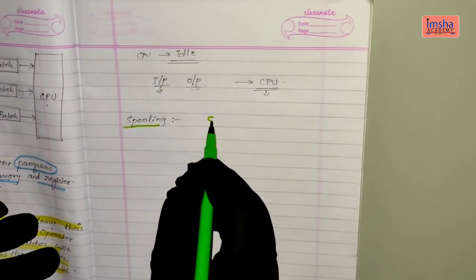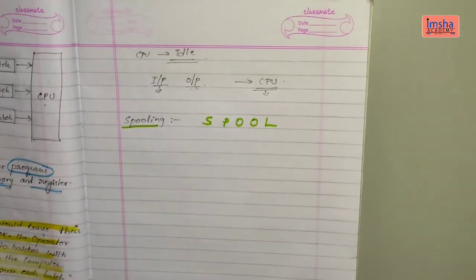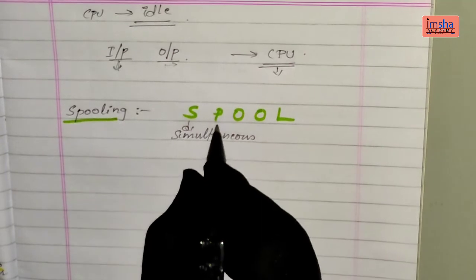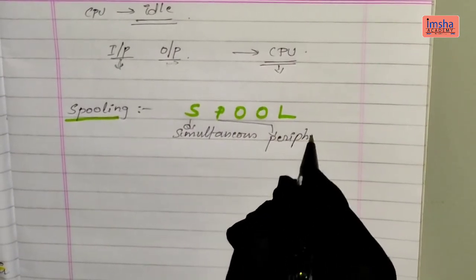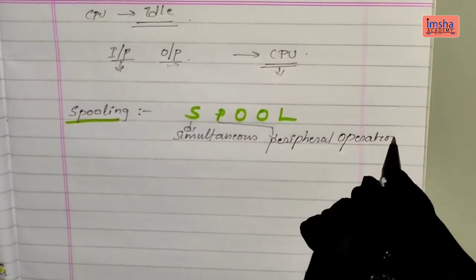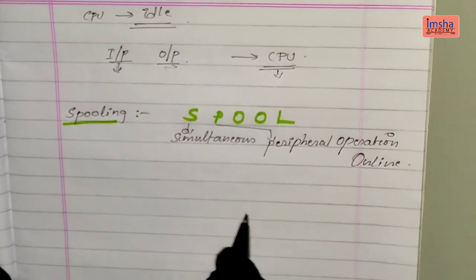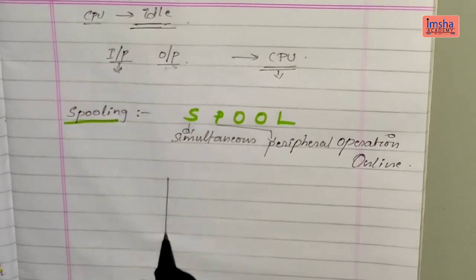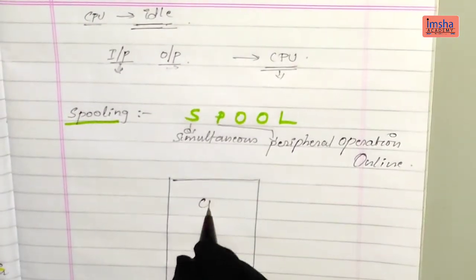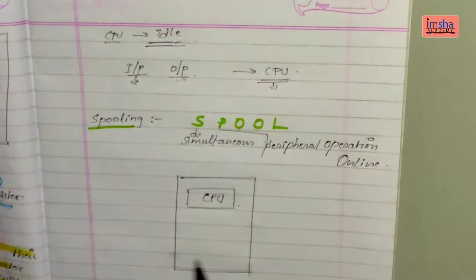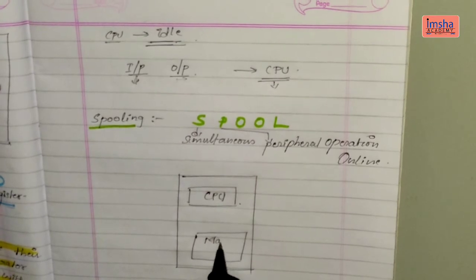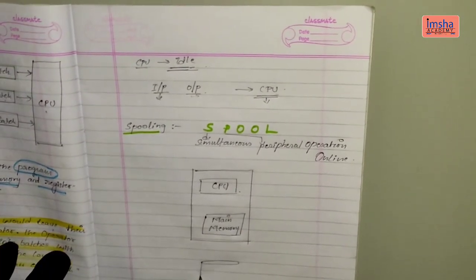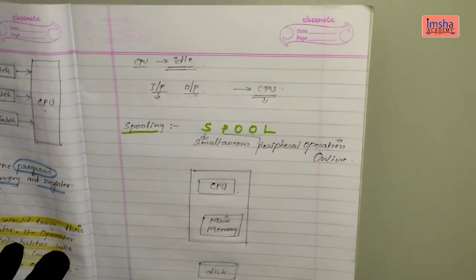So spool stands for Simultaneous Peripheral Operation Online. Here the CPU will always be idle, right? To overcome this, we will go for spooling. We have the CPU here, which is the central processing unit, and we have main memory. Every process should be in main memory in order to execute. A process cannot execute from the secondary memory, which is your disk. It should be in main memory in order to execute the program.